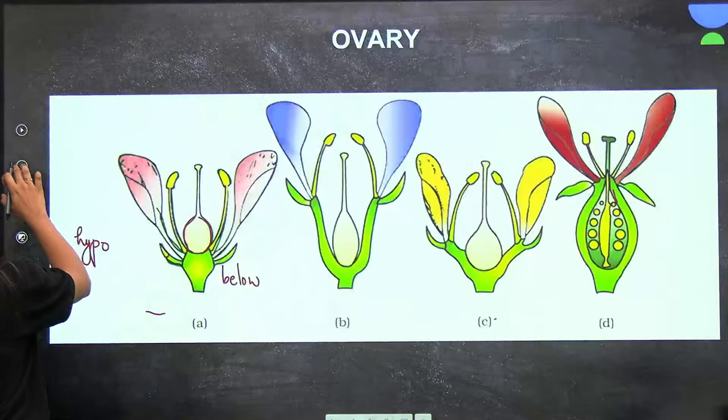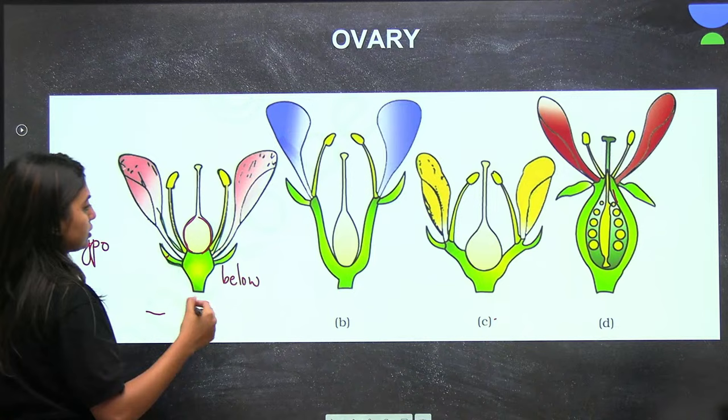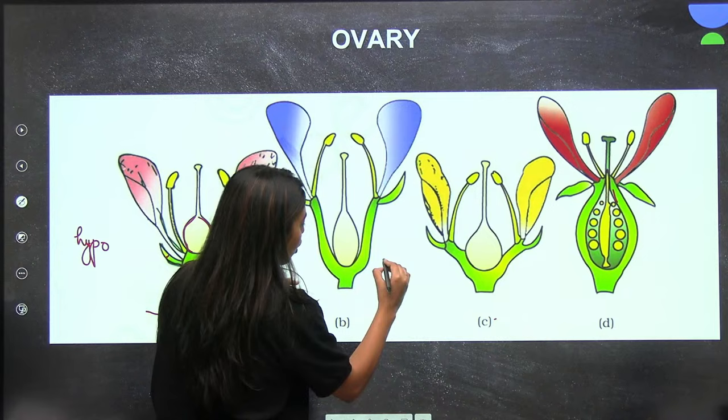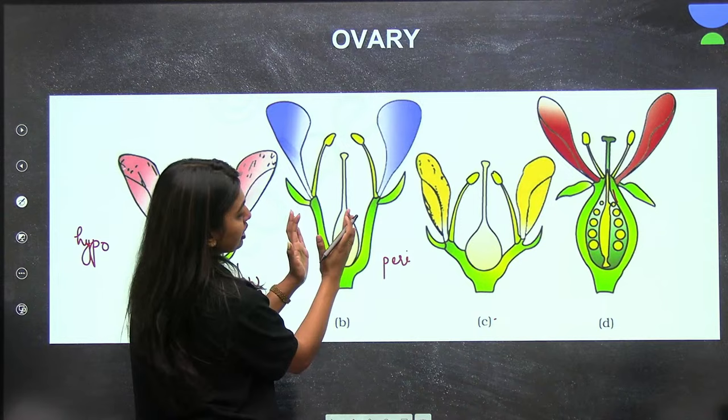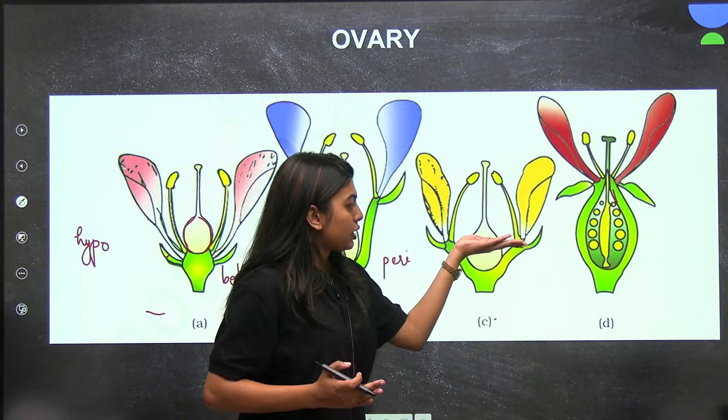Sorry, okay. We have perigynous, epigynous, hypogynous. Clear? Students, this is perigynous. Perigynous means half inferior and half superior. Here, it's half inferior: the ovary is down, floral parts are above. Half superior means the ovary and the floral parts are arising from the mid at the same time.